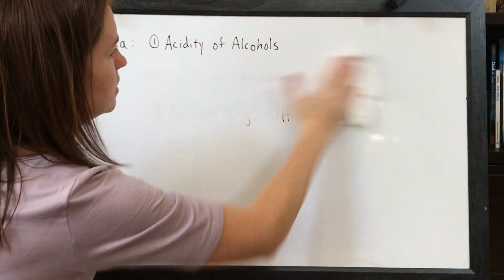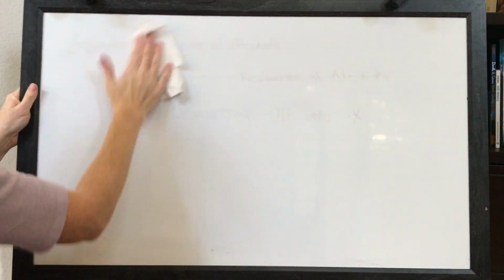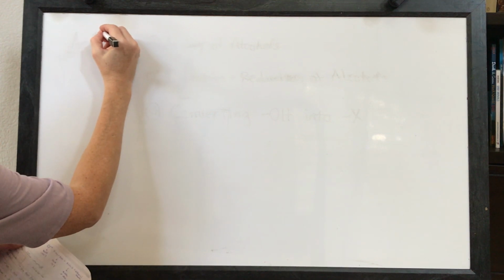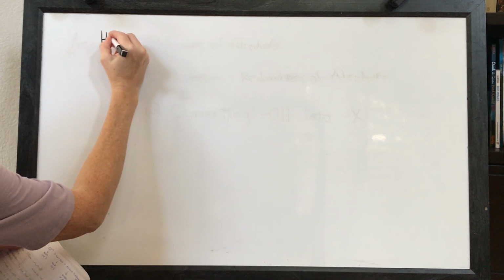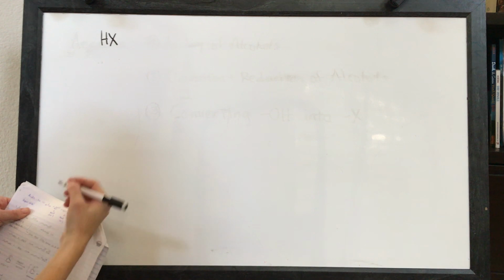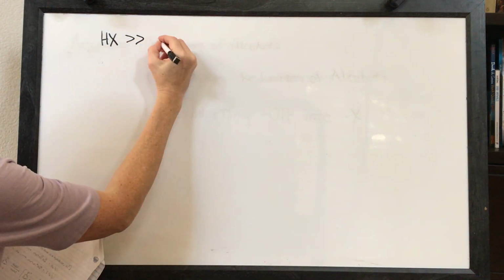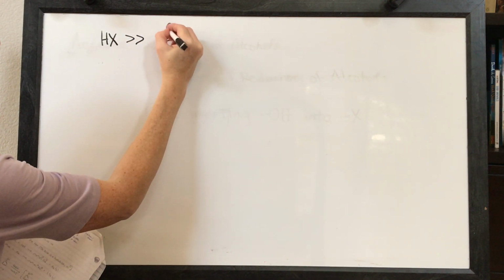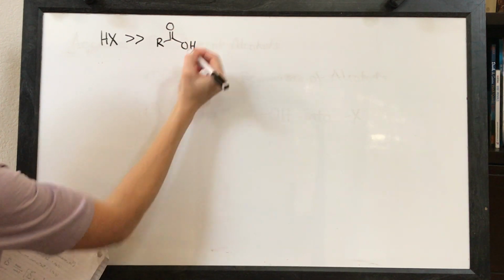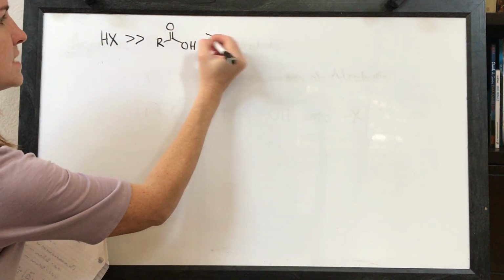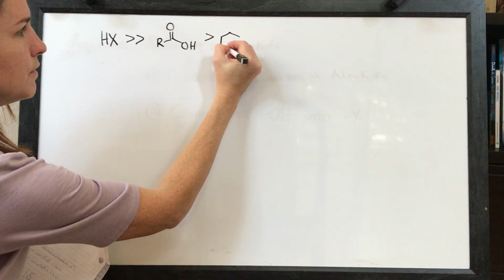Let's get a clean board here. Okay. So I've put a chart on the board a couple times this semester where we talk about the strengths of acids. So the strongest acids that we know of in organic chemistry are those things like hydrochloric acid, hydrobromic acid. They're much stronger than carboxylic acids. And after carboxylic acids, we have a special type of alcohol, the phenol.